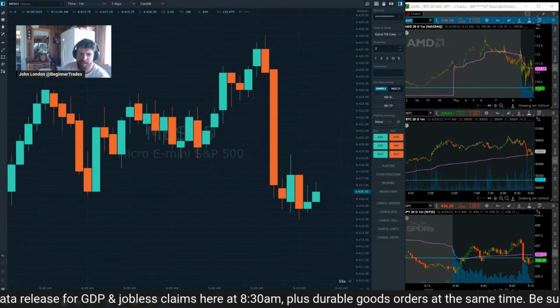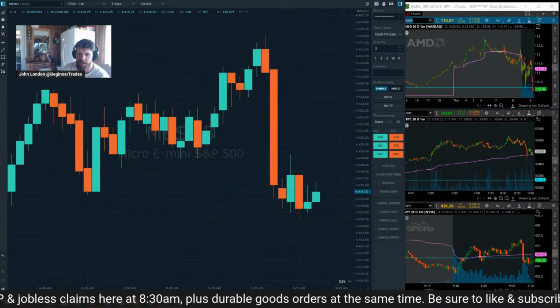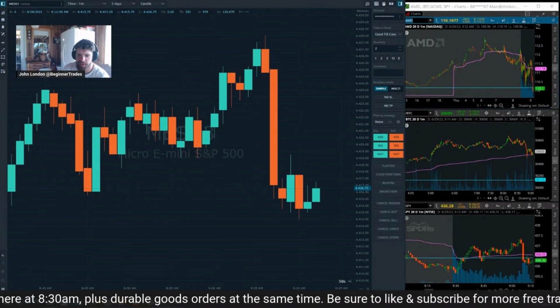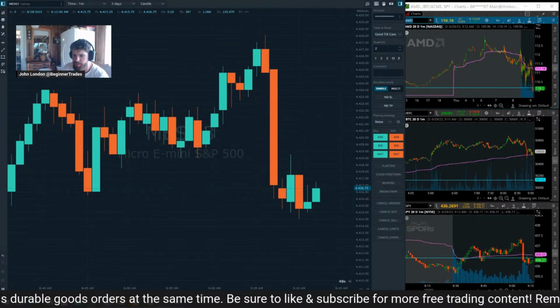All right, market's consolidating right now after pretty big red action here. SPY, AMD under the previous closing price. Well underneath it now.